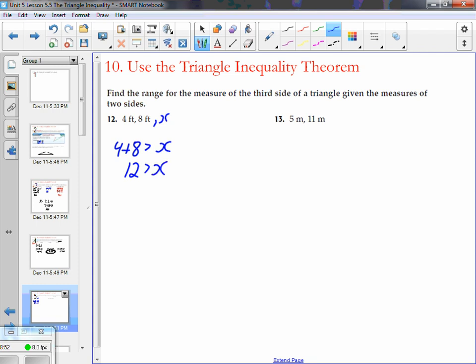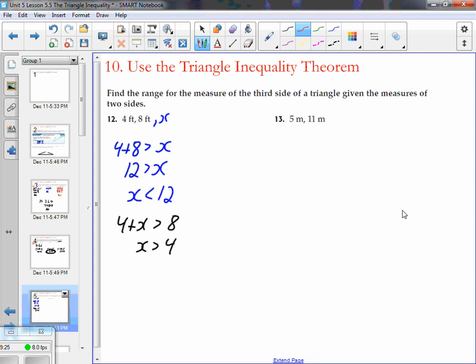Now, usually, we like inequalities better when the x is on the left side. Now, if I do that, remember the alligator eating the bigger number, or Pac-Man eats the bigger number? So alligator's eating 12, so alligator's still eating 12. Okay? Well, not only does 4 plus 8 have to be greater than x, doesn't 4 plus x have to be greater than 8? Subtract 4 from both sides, x has to be greater than 4.